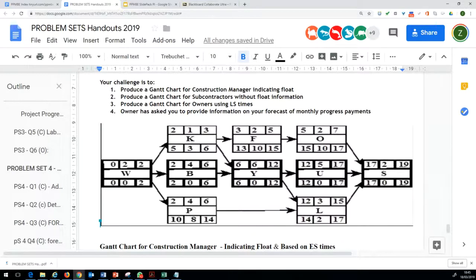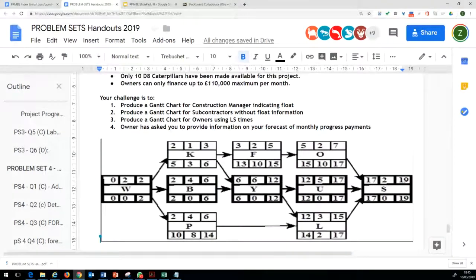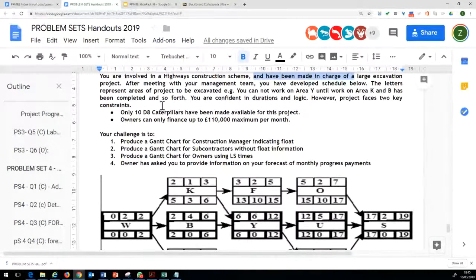So for instance, activity Y cannot take place until activity K and activity B have been completed, and activity K and B cannot be completed till we have cleared the section W of the site. So you're confident in the durations and the logic.